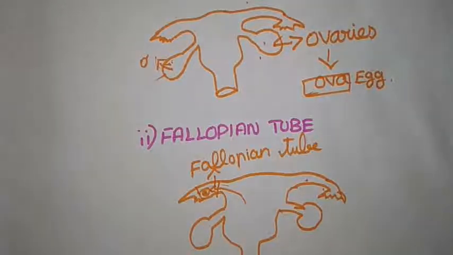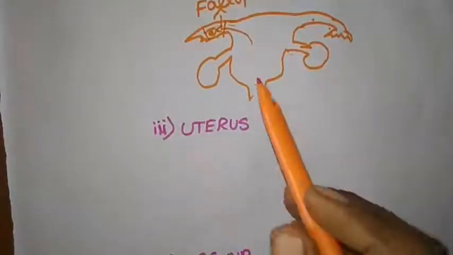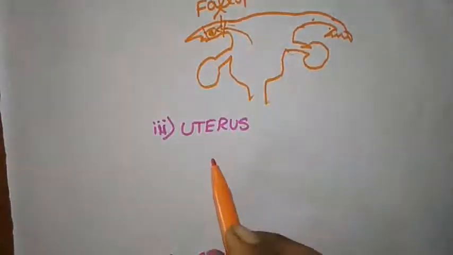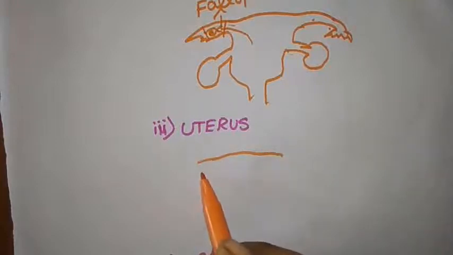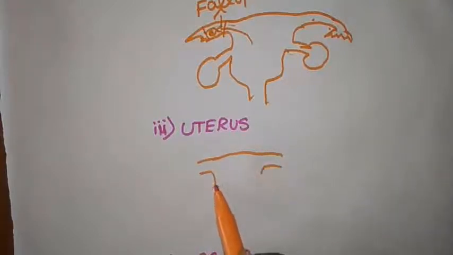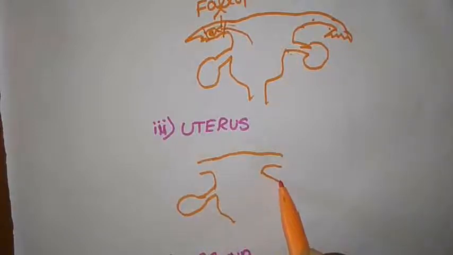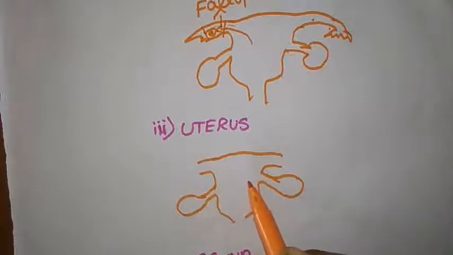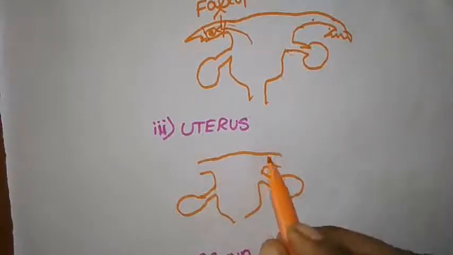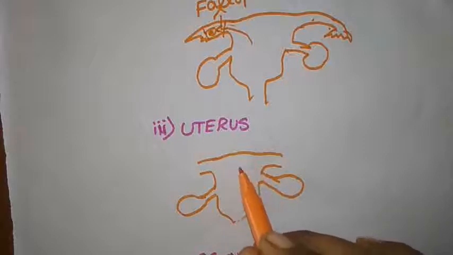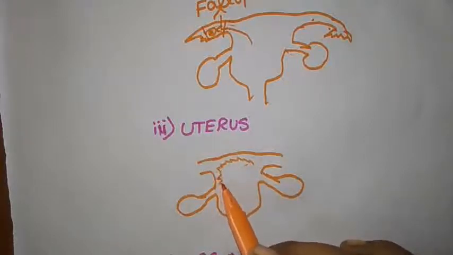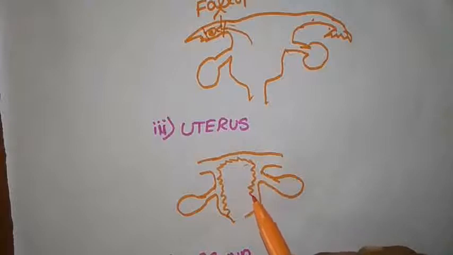What is the next part? Uterus. Okay, just see the diagram. Here this is the uterus part. What is the major function of the uterus? They give a cushion-like structure for the development of a baby. Like a cushion, they give a place to the developing baby.